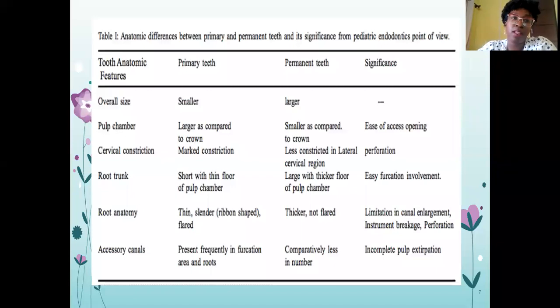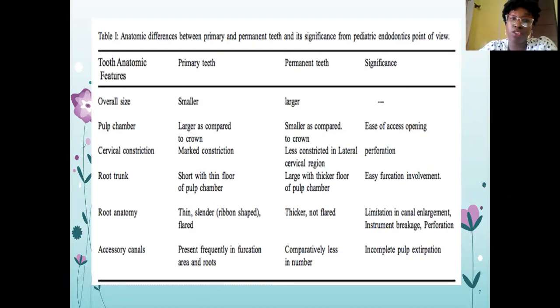So when we look at the anatomic features, the overall size, of course, primary teeth are smaller, and yet the pulp chambers are larger as compared to the crown. And this gives you such an ease of access opening, which you may not typically find in permanent teeth. There is marked cervical constriction. And the significance here is that there's a higher likelihood of perforation, so you have to be careful.